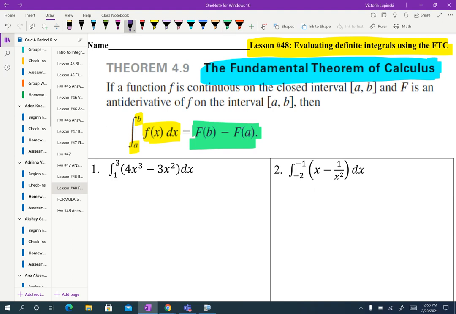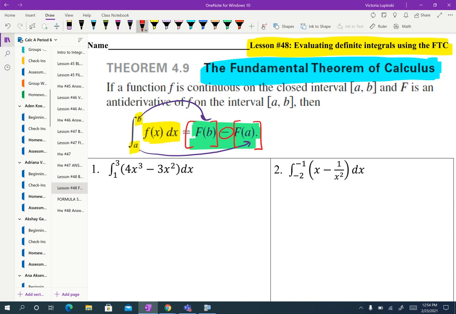You're always going to plug the upper bound in first. You're always going to plug the lower bound in second, and you are always going to subtract, keeping in mind that if there are multiple pieces to the first calculation and multiple pieces to the second calculation, you want to make sure to use parentheses accordingly.